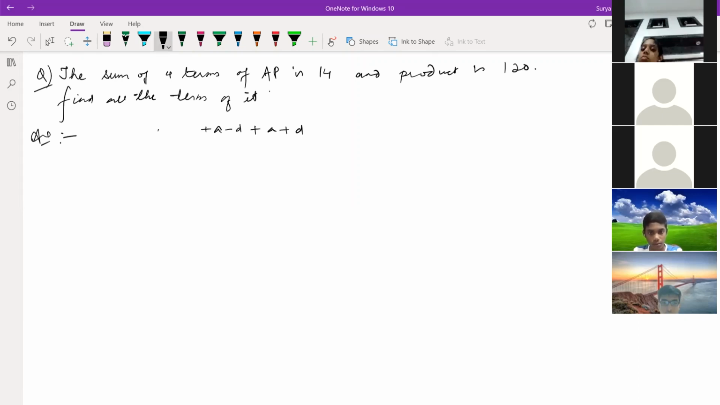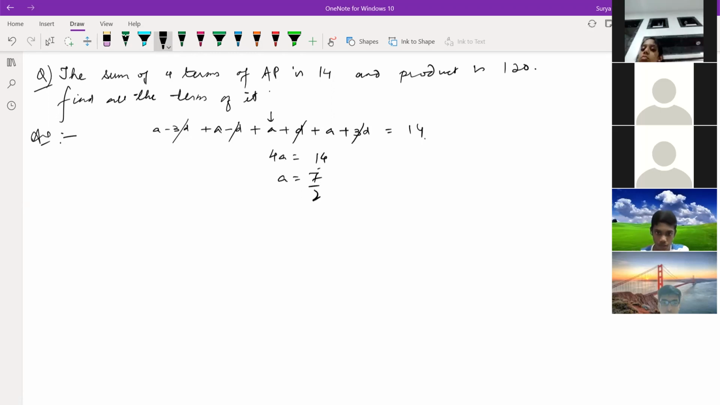Sir, I also got the same, 3.5. Let me check. A is 3.5 is coming. A plus 3D equals 14 is coming, right? So here this gets cancelled. 1, 2, 3, 4. Oh, it's coming like this. A is equal to 7/2.